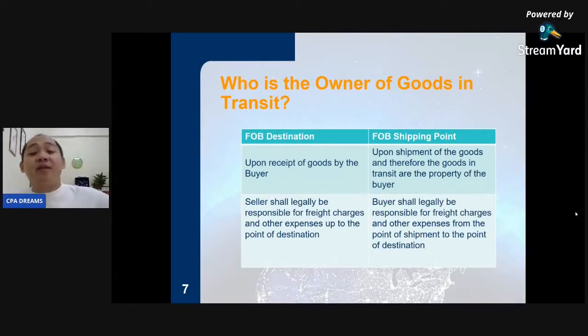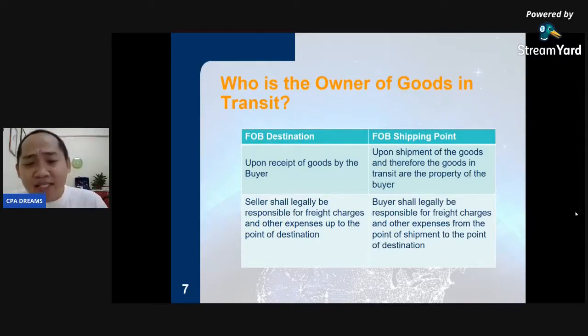Okay? Sa shipping point naman, upon shipment of the goods, pag nakaalis na sa warehouse, and therefore the goods are in transit, property na yan ni buyer. Okay? So si seller, wala nang responsibility dyan. Ang ownership passed to the buyer already. So the buyer is legally responsible for freight charges and other expenses from the point of shipment to the point of destination. Okay? Now, let's move on.